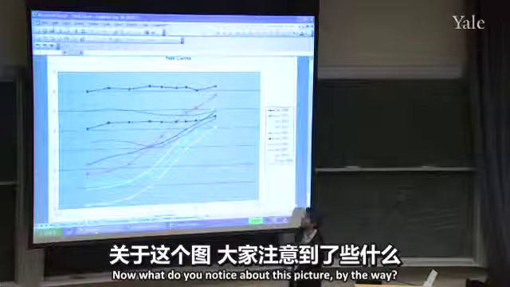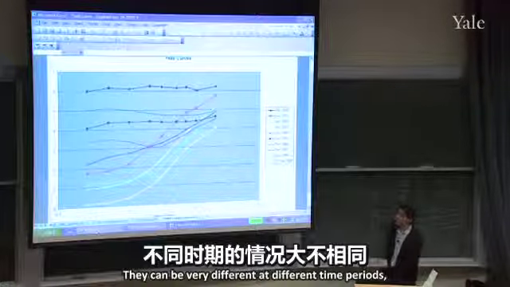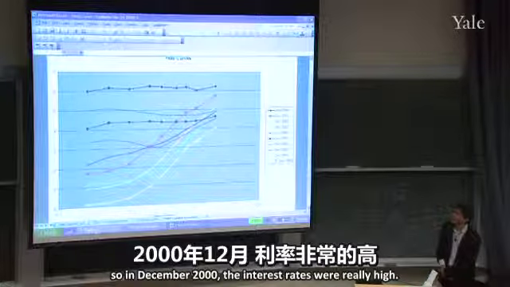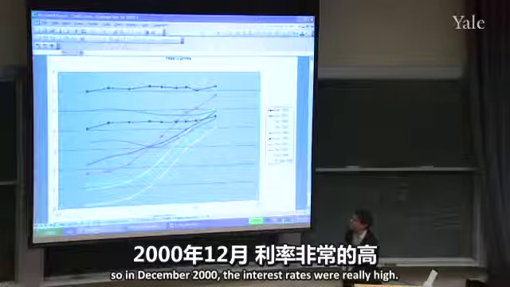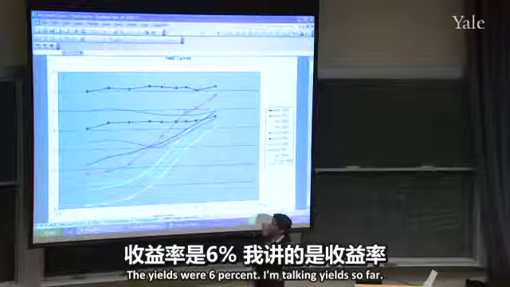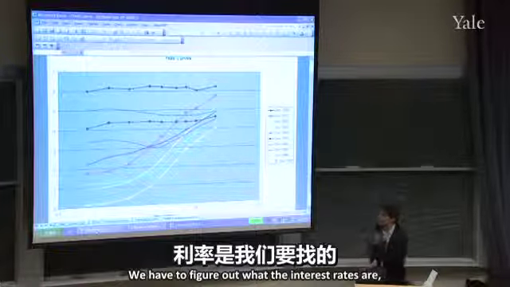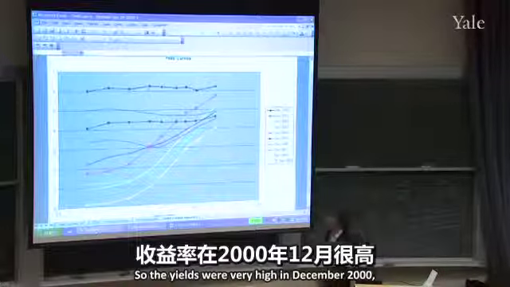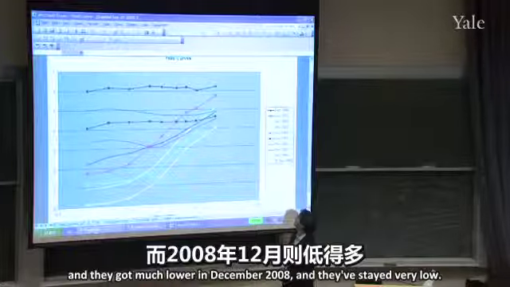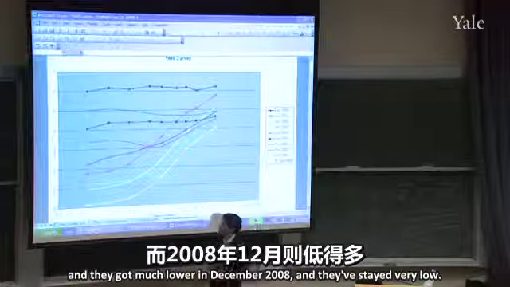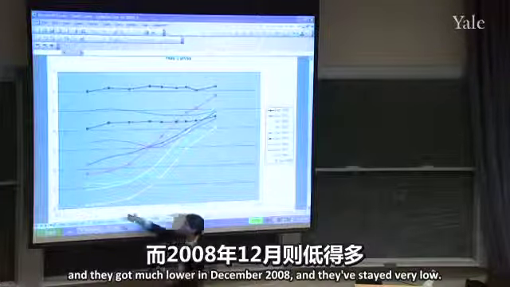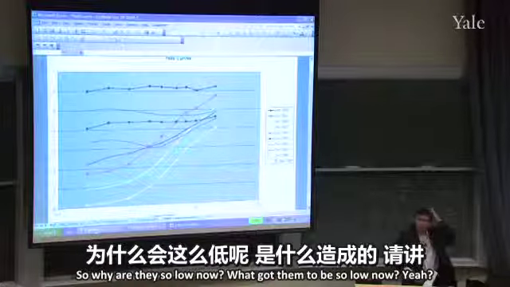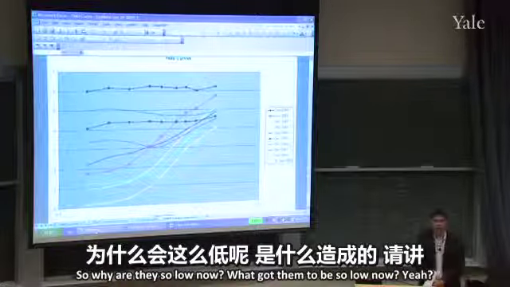Now, what do you notice about this picture, by the way? They can be very different at different time periods. In December 2000, the interest rates were really high. The yields were 6%. I'm talking yield so far. We haven't talked about interest rates. We have to figure out what the interest rates are, but anyway, they're obviously going to be connected. So the yields were very high in December 2000, and they got much lower in December 2008, and they've stayed very low. So why are they so low now? What got them to be so low now? Yep.